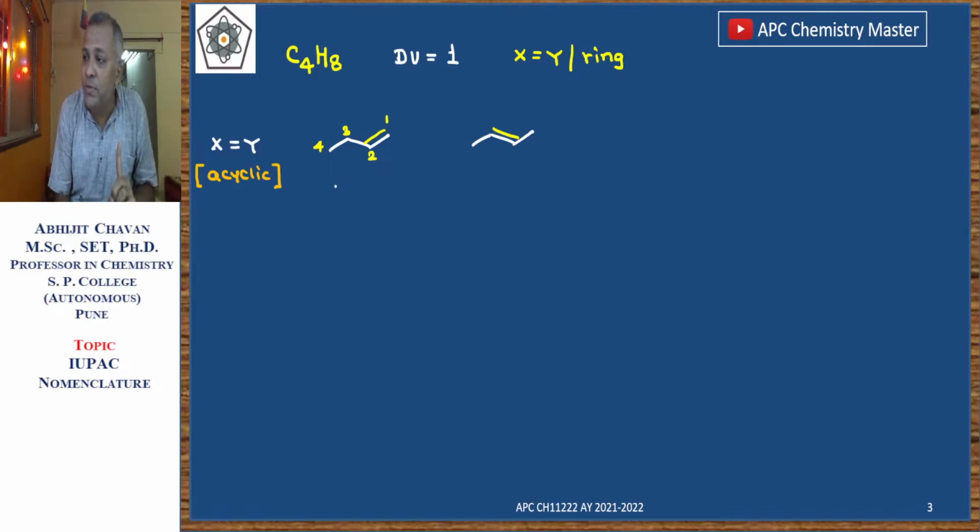Now, how many carbon atoms in the main chain? There is no cyclic ring, so there is no need to use a primary prefix. There is no secondary prefix and no primary prefix. Now come to the word root. How many carbon atoms are there? 4. So the name will be but.